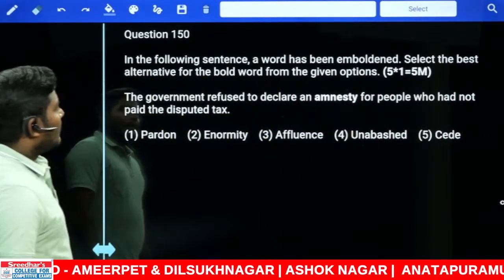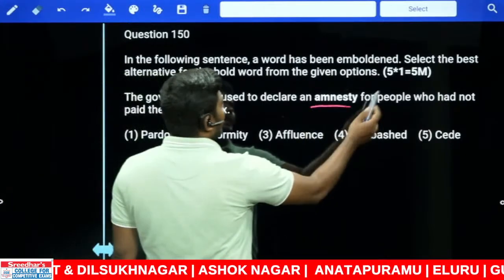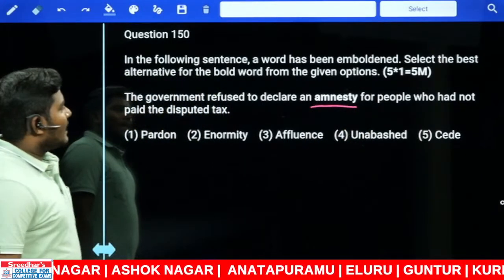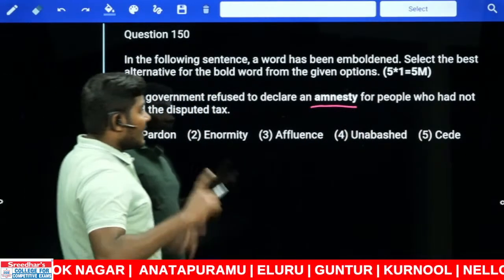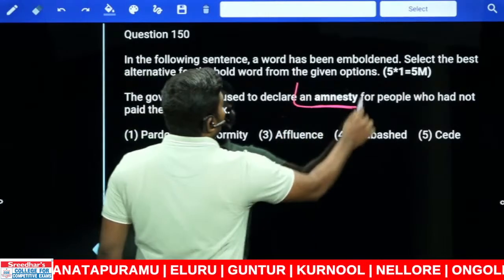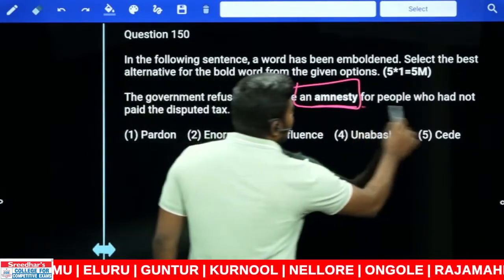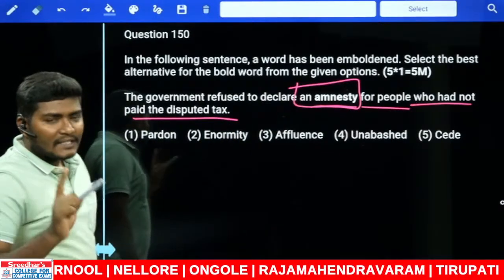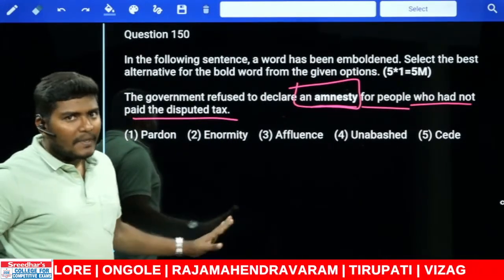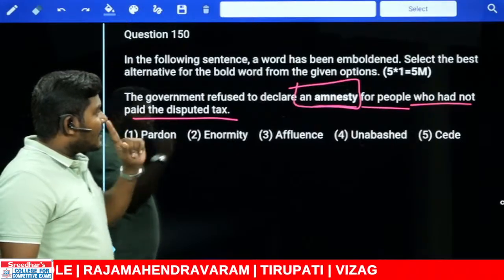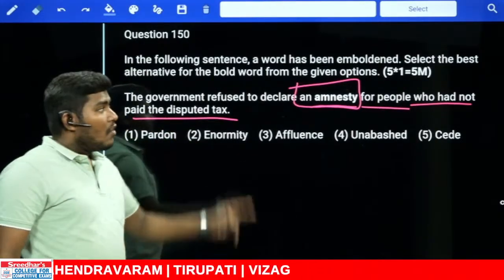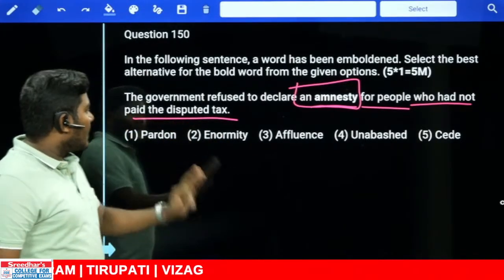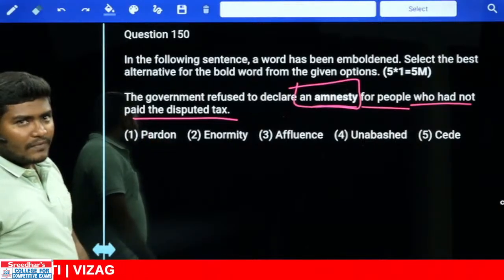Look at the statement. What is the word highlighted here? Amnesty. The government refused to declare something. Declare what? An amnesty for whom? For people who had not paid the disputed tax. See, some people did not pay the tax, but the government refused to declare an amnesty for people who had not paid the tax. Look at the first word. What is the first word?